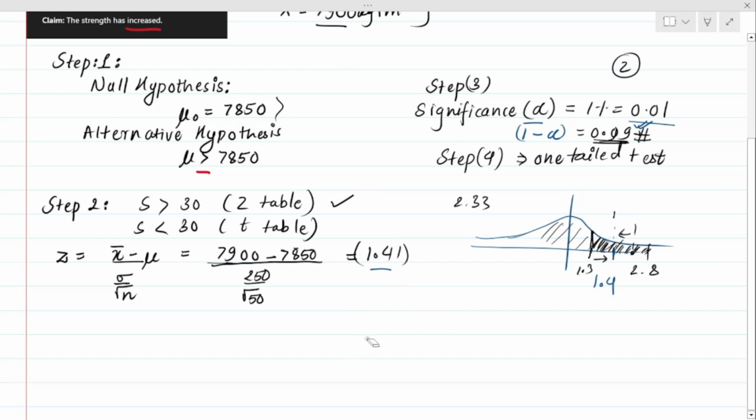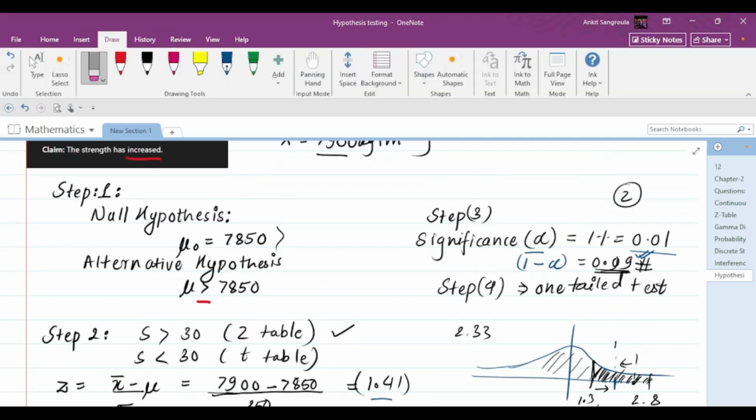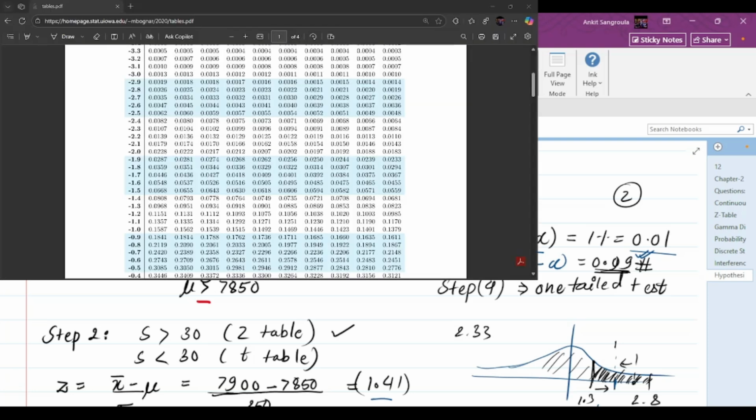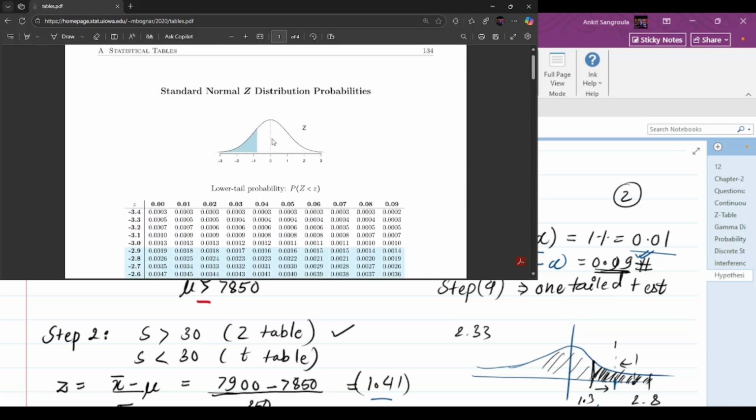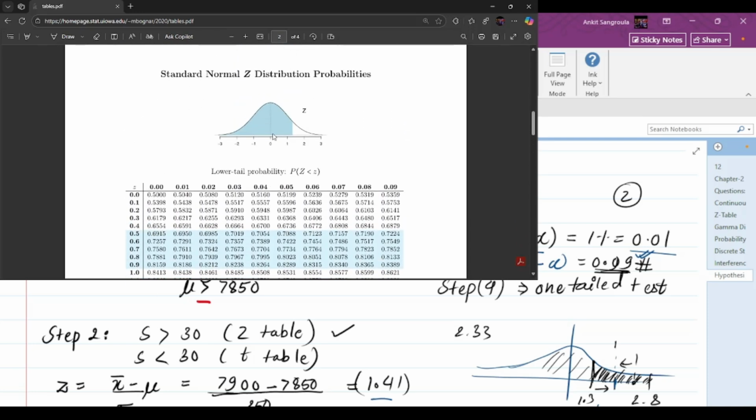So now we will actually do this question. In order to do that, I would like you to look at 1 minus alpha, and now we want to go to the z table. I'm opening the z table. I think we have got the z table in here. So this is the z table. Now we want to go to the right side.